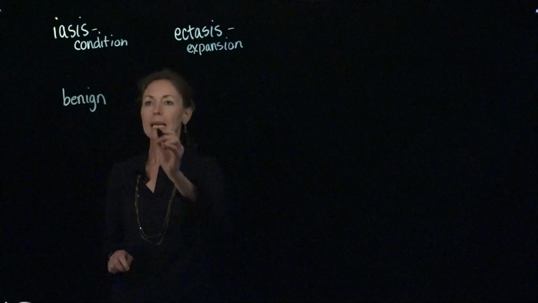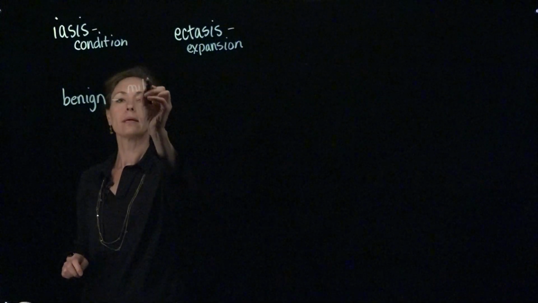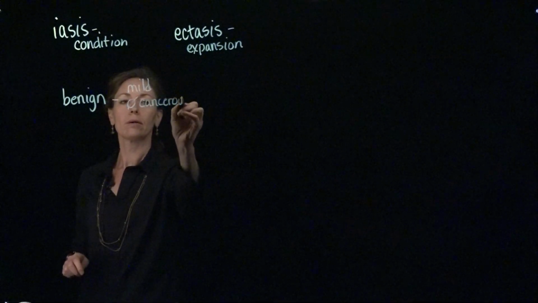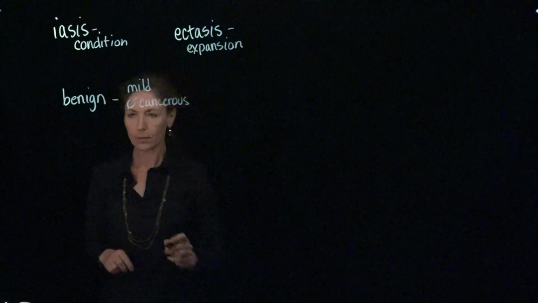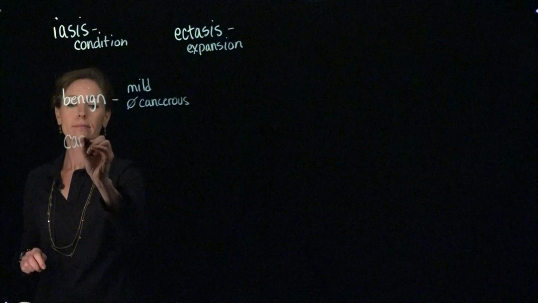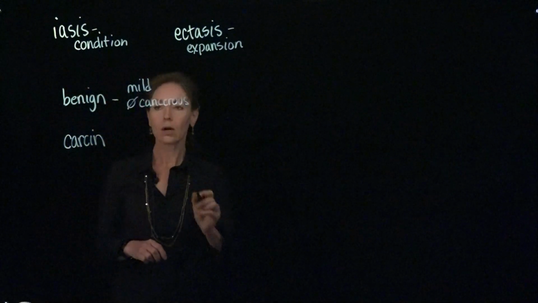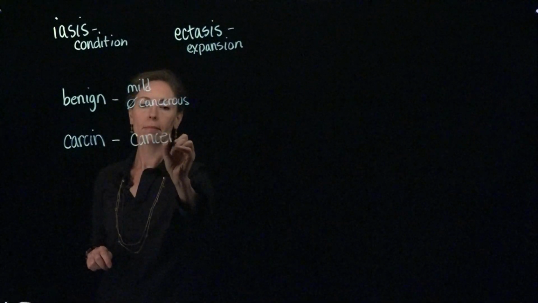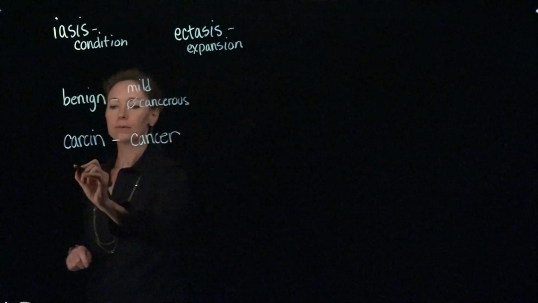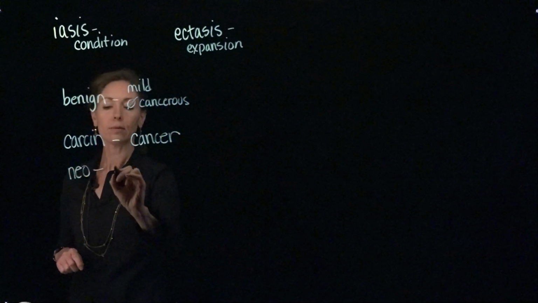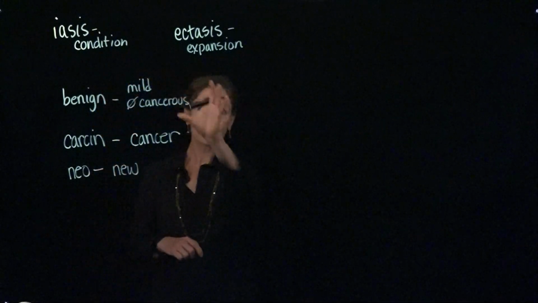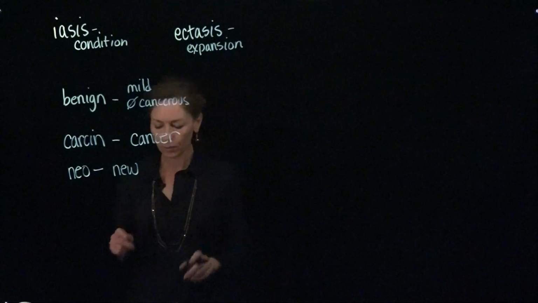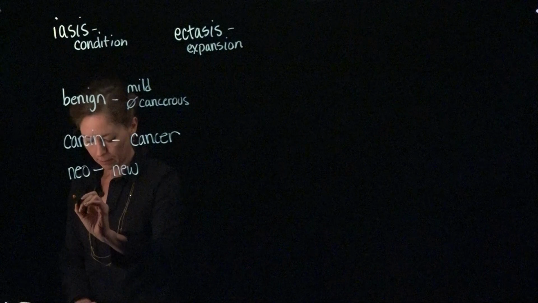Benign. Benign means mild or non-cancerous. Carcin is our root for cancer. Neo means new. And in a minute I'm going to start combining some of these. I hope you're already starting to think, you know, I've heard this before. I've heard it with cancer, or I've just heard it in medicine.